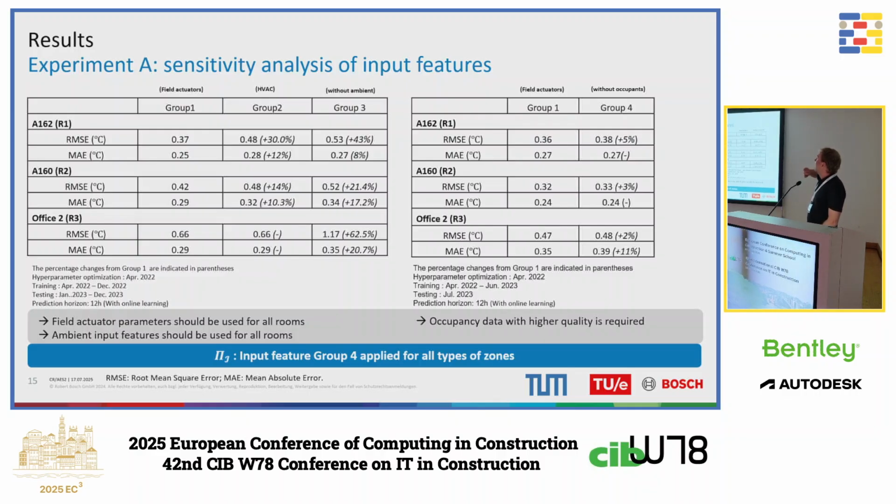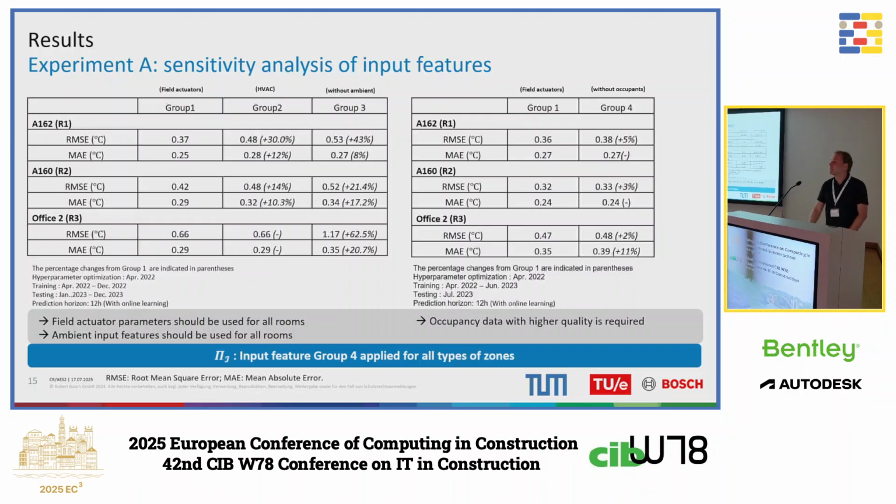We see the first group including in principle all information as a baseline. And if we leave out the field actuator values in the second column and replace them by this lumped value of the HVAC load into that room, we see that the error increases significantly. The same is true without the ambient information. So these are values which have to be included in the Gaussian process to get a good prediction.